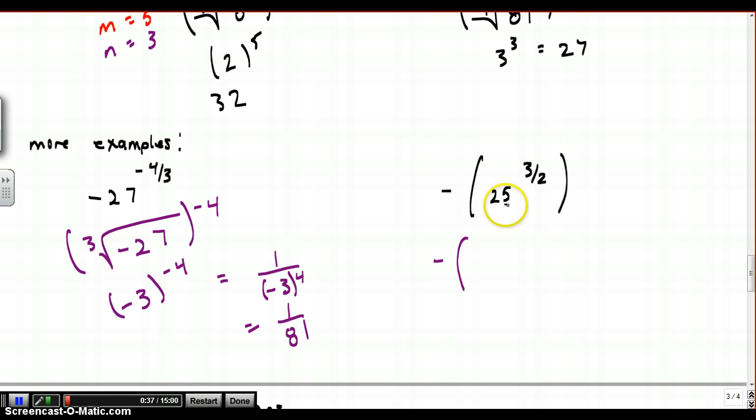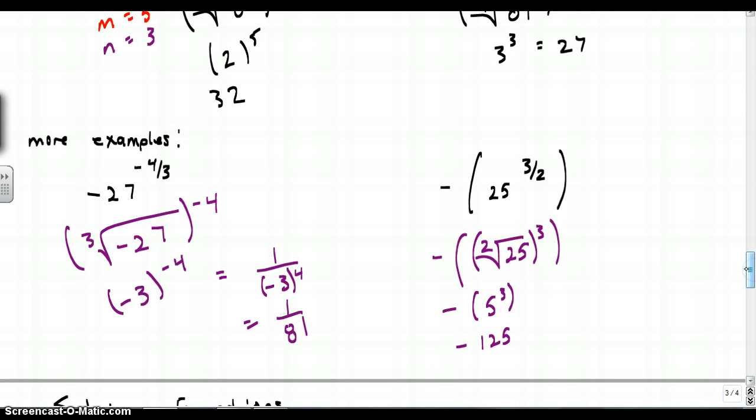So this is -25 to 3/2. That tells me I'm taking the square root of 25, and I'm raising all of that to the third power. So the square root of 25 is 5, to the third. So it's -5 to the third, which is 125. So the answer is -125.